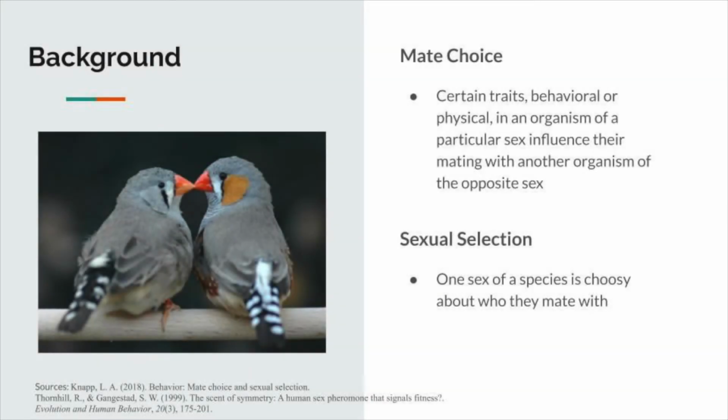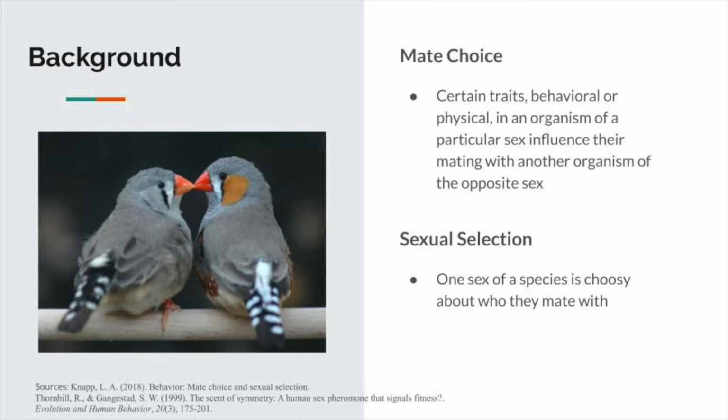So, for a bit of background, mate choice is one of the fundamental mechanisms that has contributed to the evolution of species. And it is a process by which certain traits, behavioral or physical, in an organism of a particular sex influence their mating with another organism of the opposite sex. And this is related to the idea of sexual selection, where one sex of a species is choosy about who they mate with. Therefore, organisms will look for specific traits within the other sex that are considered as indicators of fitness, or their ability to survive and pass on their traits.